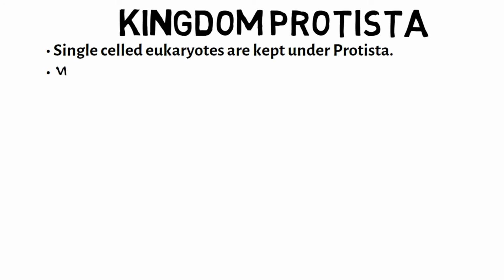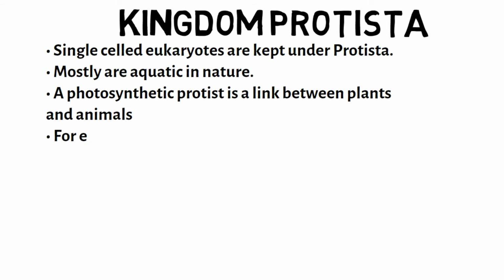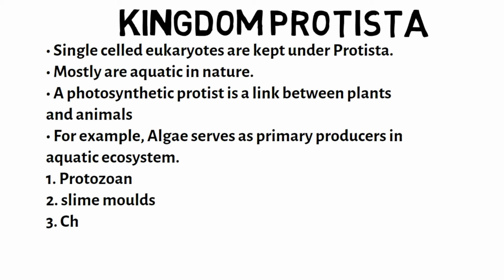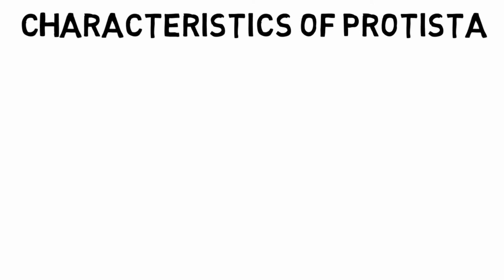Mostly they are aquatic in nature. A photosynthetic protist is a link between plants and animals. For example, algae serve as primary producers in aquatic ecosystems. 1. Protozoans. 2. Slime molds. 3. Chrysophytes. 4. Dinoflagellates. 5. Euglenoids. Characteristics of Protista. They are unicellular, eukaryotic organisms.